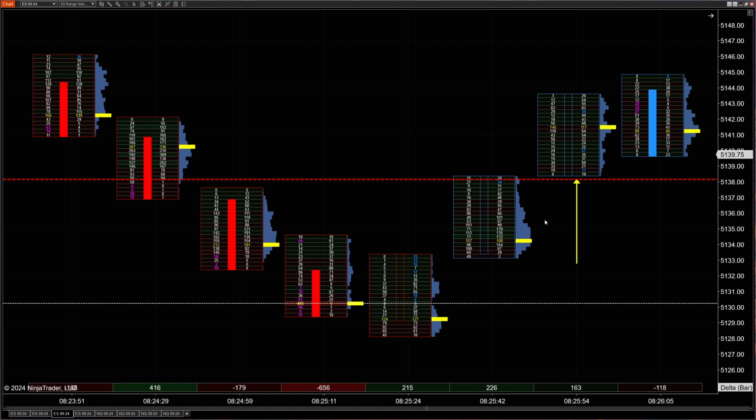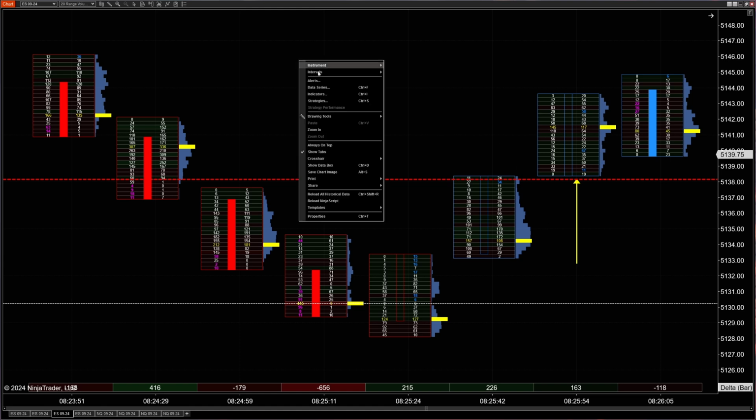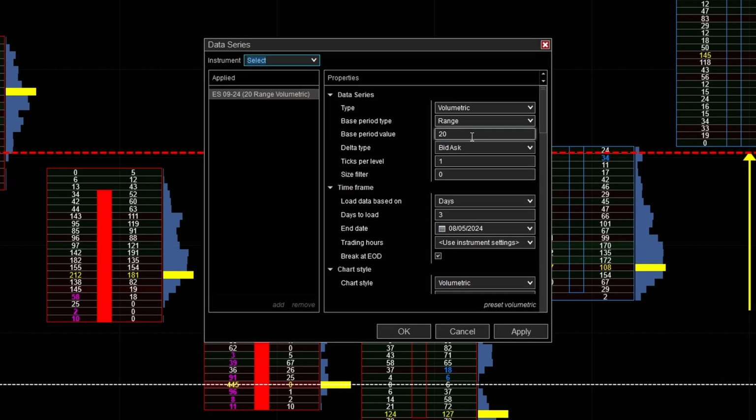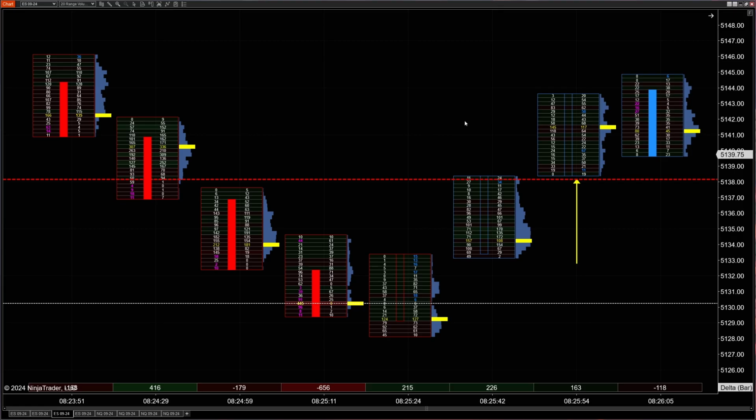Now, a lot of platforms have footprint charts. In NinjaTrader, they're actually called volumetric bars, and you'll see them if you go to your data series, and you must have a lifetime license. Now, there are third-party vendors that also sell footprint add-ons for the NinjaTrader platform.